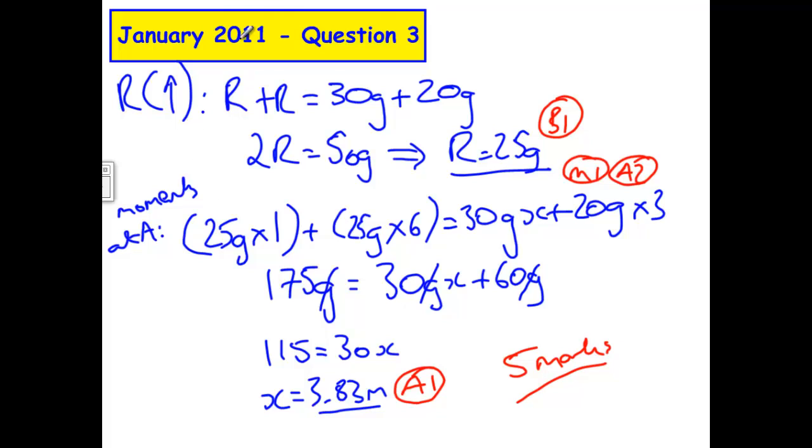And that was January 2011, the Edexcel M1 paper, question 3.